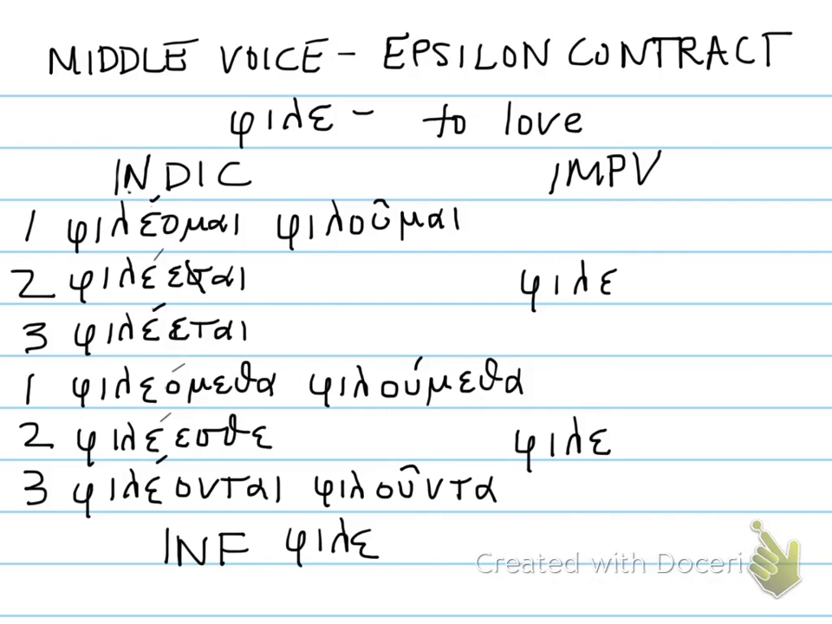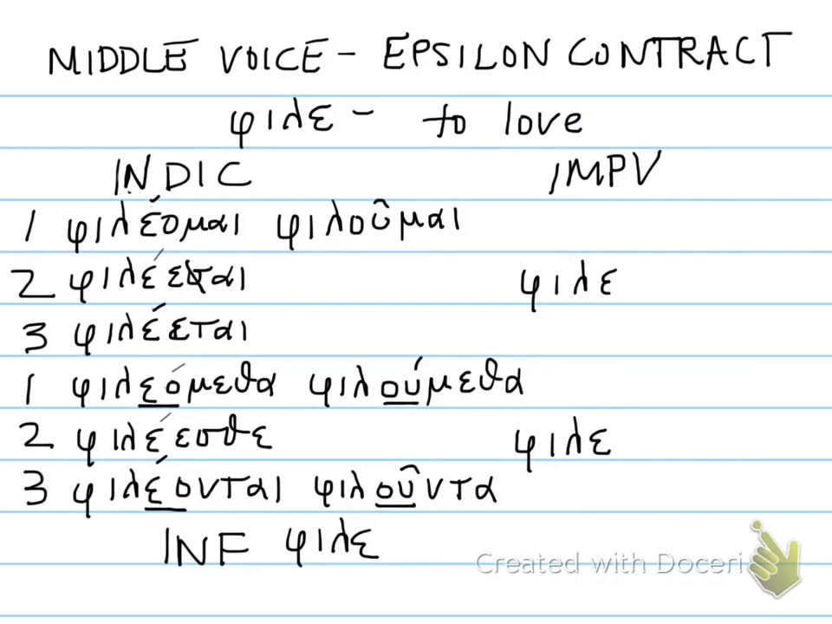For the accents, notice that an acute accent on an epsilon plus an omicron results in omicron upsilon with the circumflex over the upsilon. But in the first person plural, epsilon plus an omicron with the acute accent on the omicron results in omicron upsilon with an acute accent instead of a circumflex.